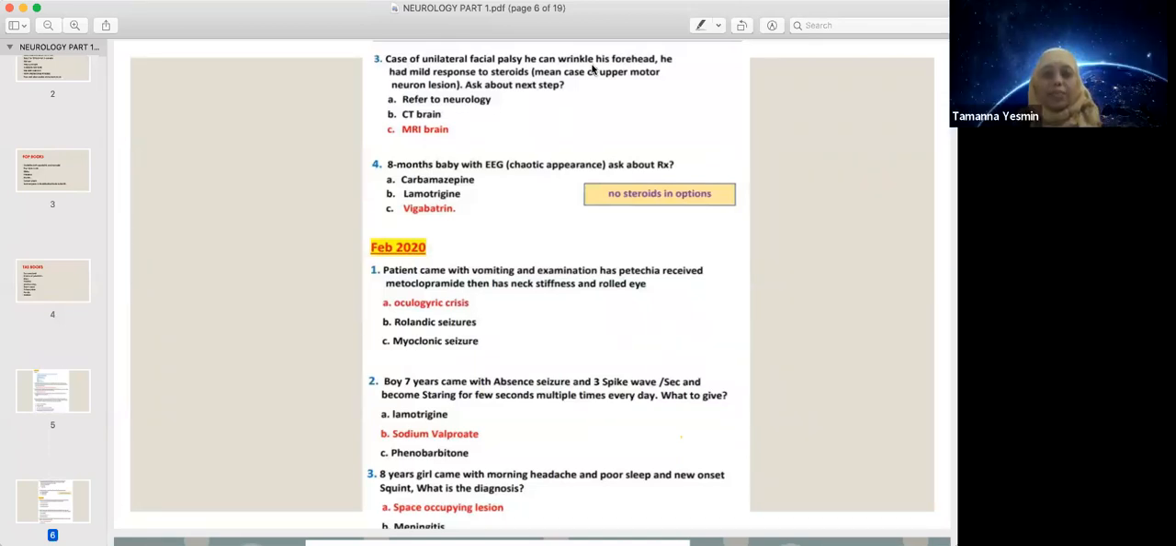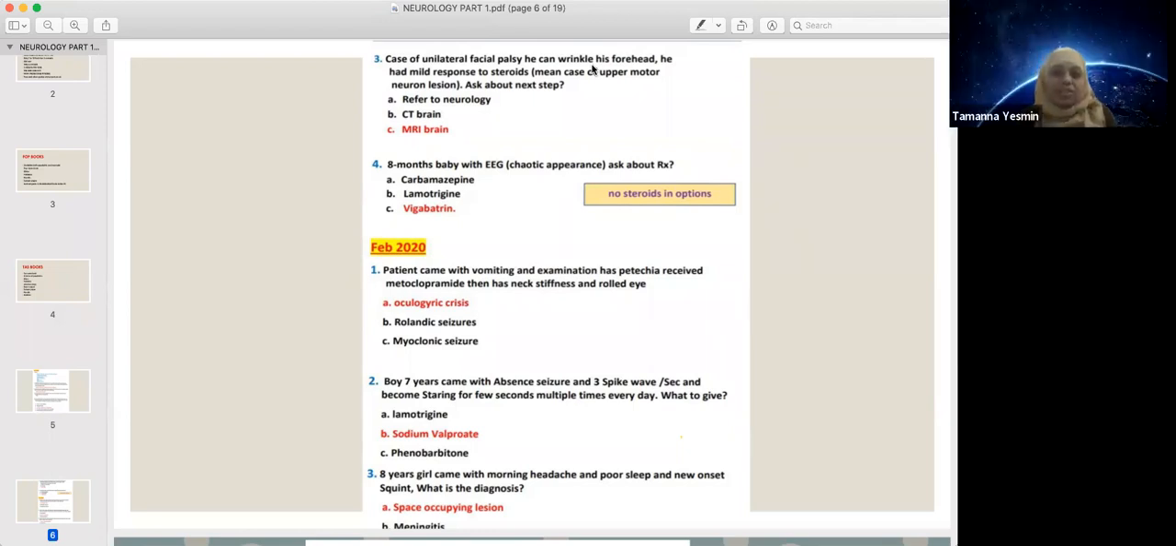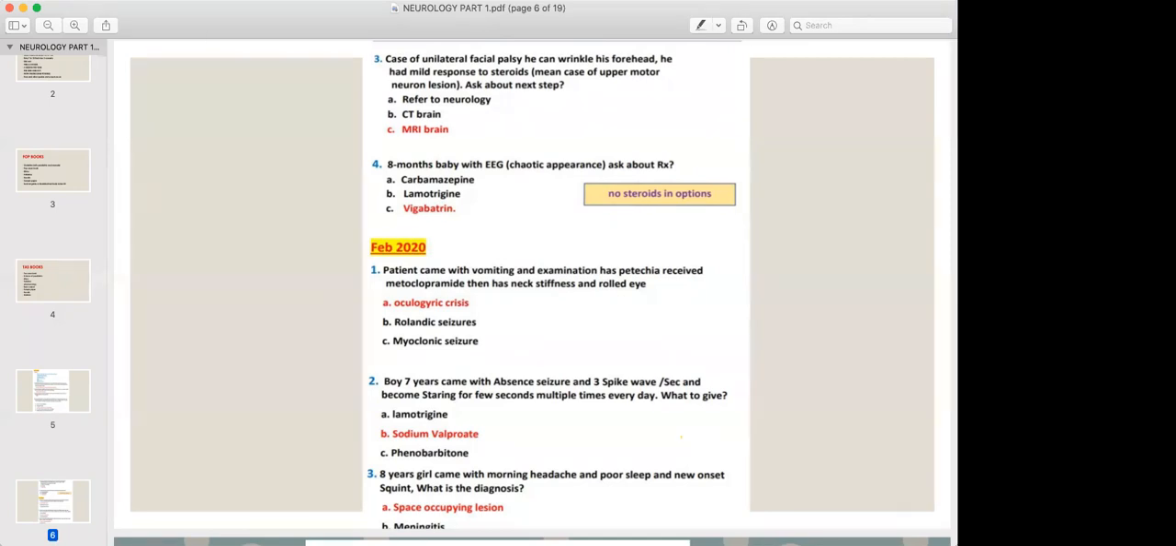Sometimes there is no tuberous sclerosis, only hypsarrhythmia, only infantile spasm. What is the treatment then, if there is no tuberous sclerosis? Steroid. ACTH and steroids, yes. But if there was no option of steroid, what do you choose? Just one minute. Vigabatrin.